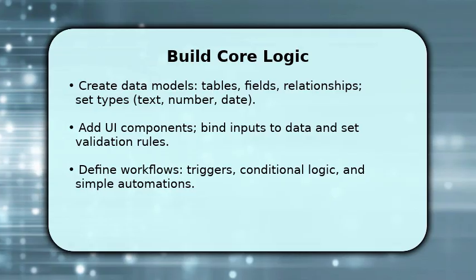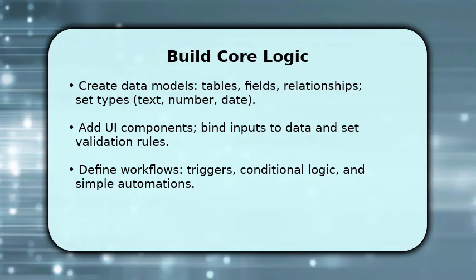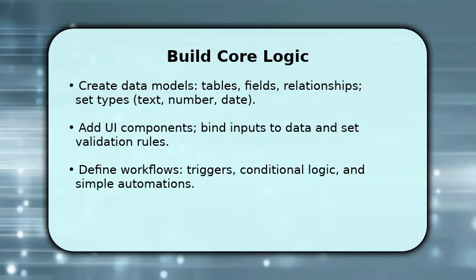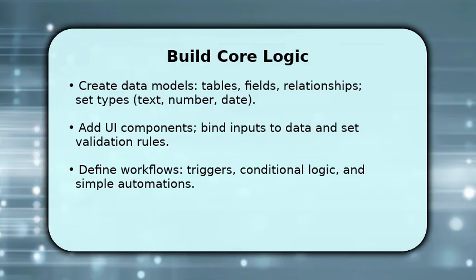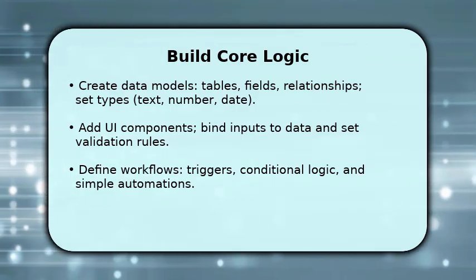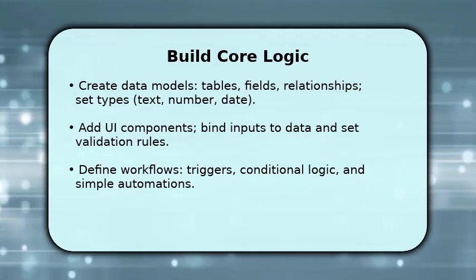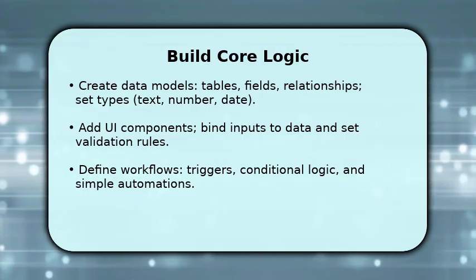Next, add validation and conditional visibility so the app behaves predictably as users interact. Once those pieces work, build workflows, map triggers to actions, include clear success and error paths, and test each flow with sample records. Make incremental saves, and you finish by refining the experience.